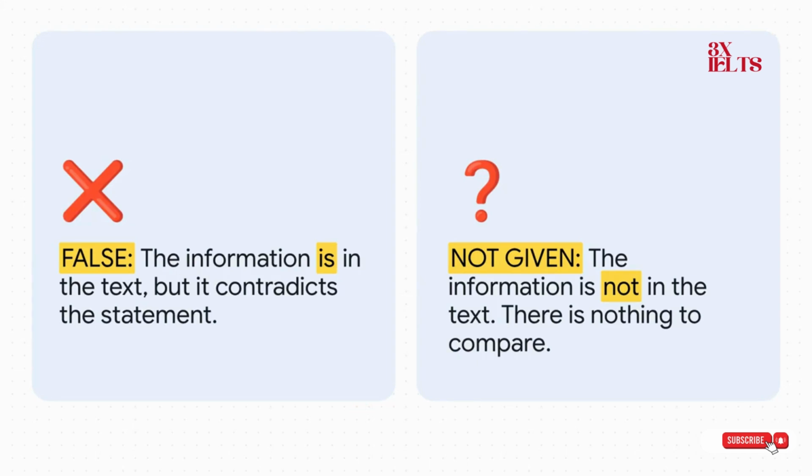This right here, this is the whole game. For an answer to be false, there has to be contradicting information right there in the text. But for it to be not given, there's just nothing, a complete absence of information. Mastering this one difference is the real key. Let's see it in action with a super simple example.